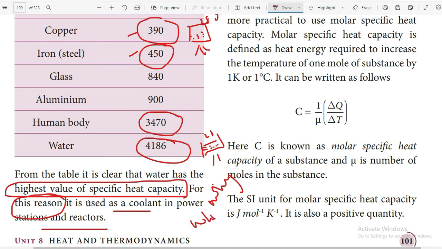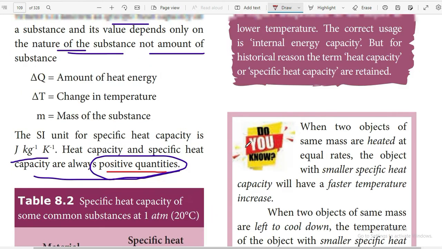So you have to write it: water is used as a coolant in power reactors because it has the highest value of specific heat capacity. You have to use this technical term, specific heat capacity. Okay, that is the answer for that.